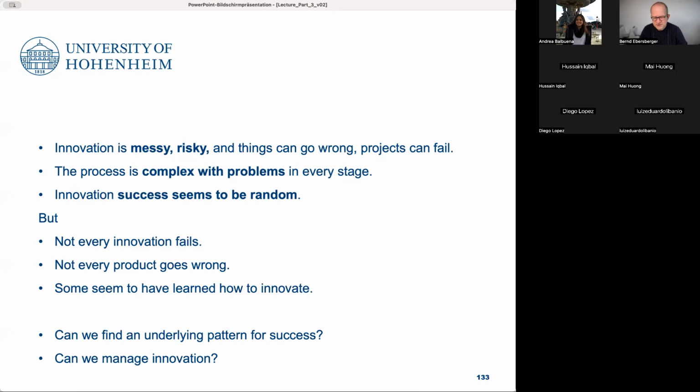So when we look at this, we may think, well, innovation is messy, risky, complex. Is innovation success random? Well, I wouldn't say so. It's not random. There are some organizations out there that show us that not every innovation fails, that not everything actually goes wrong. Some organizations have actually learned to innovate.